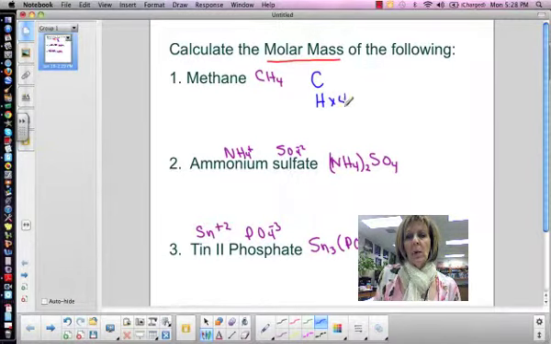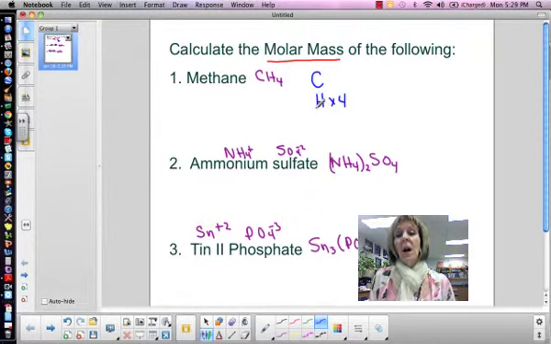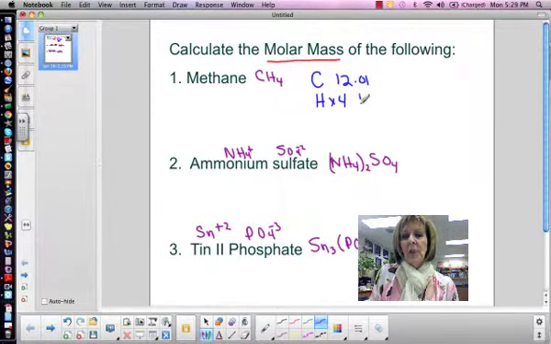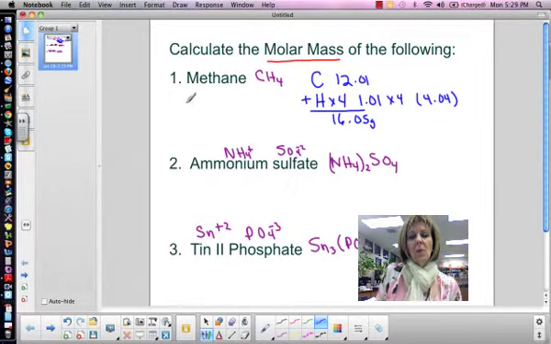Remember, my rule is to round to the nearest hundredth of a gram. If I look on the periodic table under carbon, I see that carbon has a mass of 12.01, and each hydrogen has a mass of 1.01. I multiply that times 4, which gives me 4.04. Then I add my 1 carbon and my 4 hydrogens, and I get 16.05 grams.